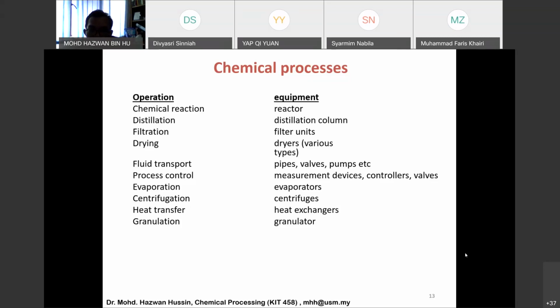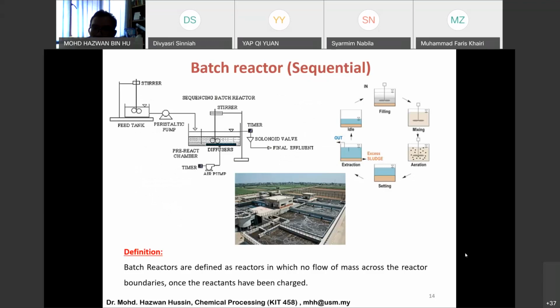If you need to do evaporation, then you need evaporators, which are more or less like an oven. If you need to do centrifugation, then you need a centrifuge. For heat transfer, you need a heat exchanger. For granulation, you need a granulator. Granulation is more like a blender or crusher, to pulverize something like that. So this is one of the reactor types that I guess maybe you need to memorize. In this subject, we are going to learn only two types of reactor, which are the batch reactor and the continuous stirred tank reactor.